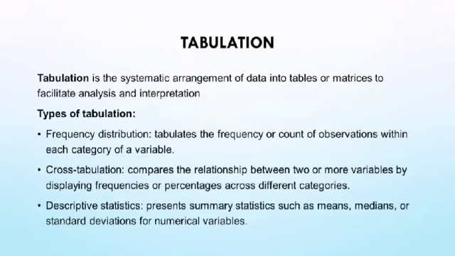Tabulation is a systematic arrangement of data into tables, matrices to facilitate analysis and interpretation. So narrative or descriptive data, it's very difficult to retain in our mind and also make an evaluation or comparison quickly. But when we place it in a table, it is easy to read and interpret.